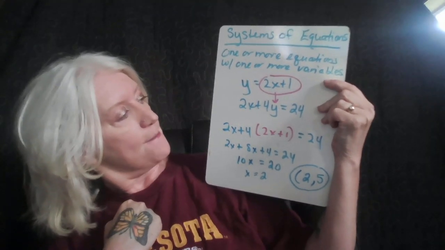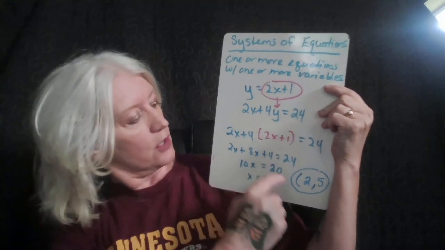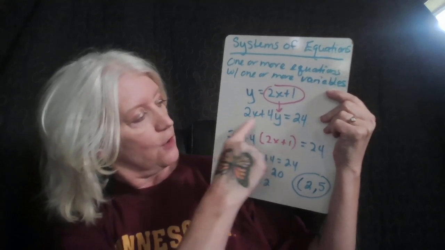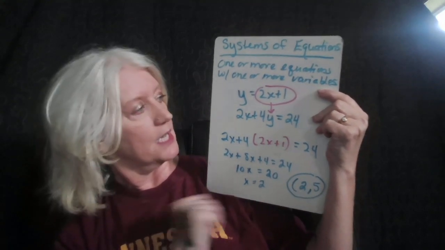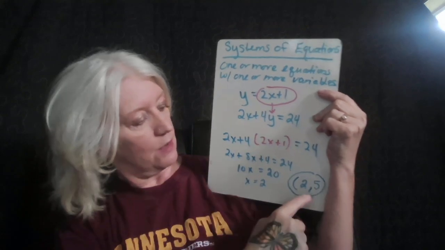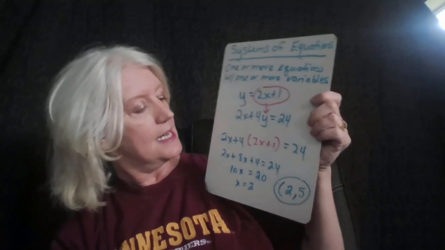So we've got 2 goes in here, or 2 goes in here. 2 times 2 is 4, plus 4 times 5 is 20. 4 plus 20 is 24. It definitely worked in here. 2 times 2 is 4, plus 1 is 5. It definitely worked in here. They're both right.